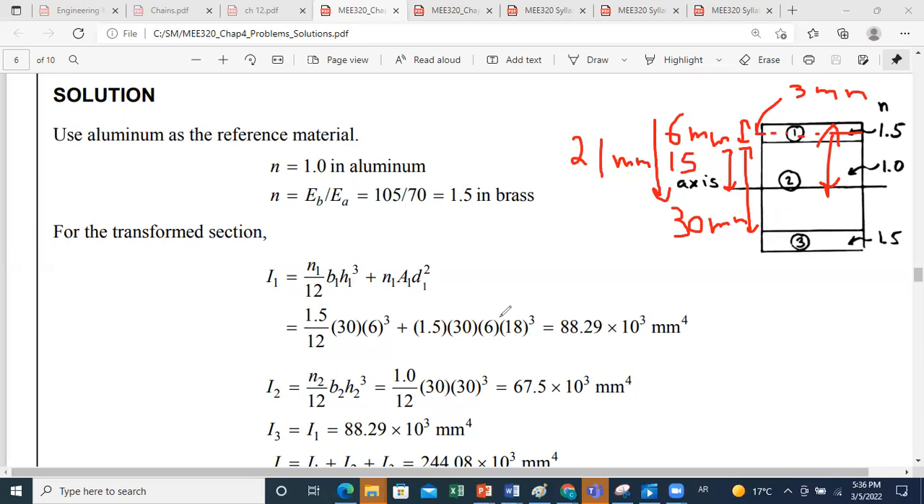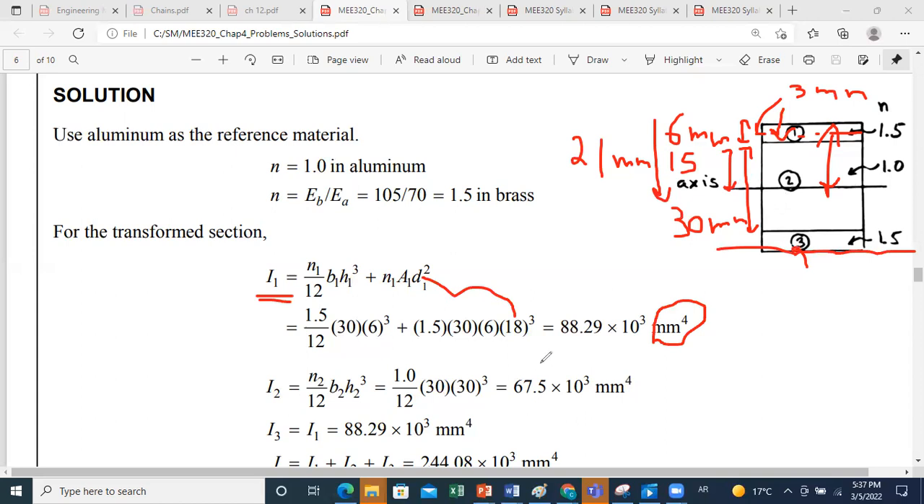This is why here D1 is equal to 18. Now we can compute the value of the inertia of part 1 with respect to the neutral axis, and its value is in millimeter to the power 4. As we said, due to symmetry, and since you have brass in part 1 and also brass in part 3, part 3 should also be multiplied by the same factor n, therefore you will get the same inertia about the neutral axis.